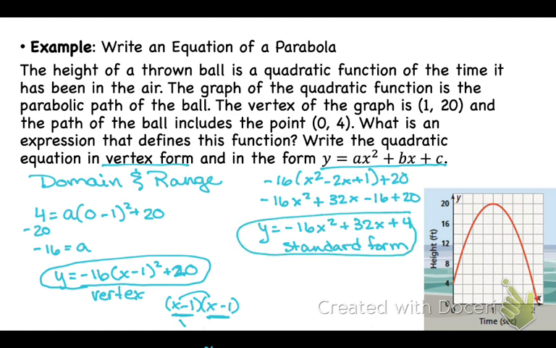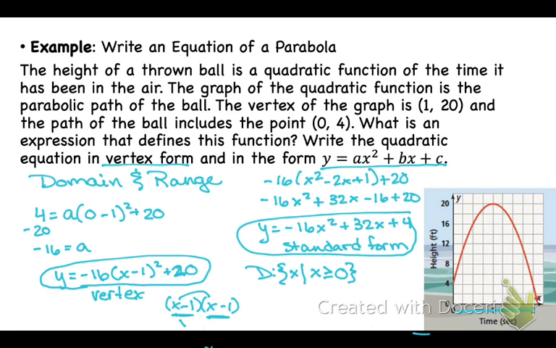I also want you to give me the domain and range. The reason I'm asking you for the domain is because the domain is not all real numbers. Can I put negative time? Because that's what this is, time down here, yes? Can I put negative time? No. So I'm not going to be all real numbers. I'm going to be everything greater than what? 0. So x is greater than or equal to 0.